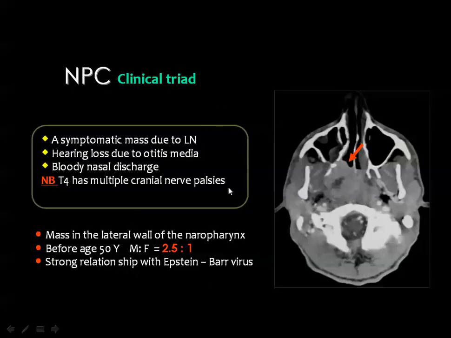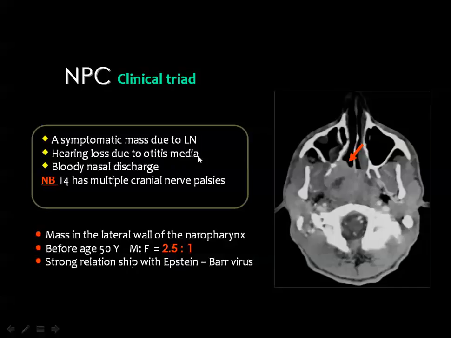This is the presentation, the clinical triad: asymptomatic mass in the neck due to metastatic lymphadenopathy. And this is one of the common presentations. The tumor itself is not symptomatic, but the metastatic nodes will appear as masses in the neck. Also, a lesion intimately related to the Eustachian tube will result in obstruction of the tube and the development of otitis media.